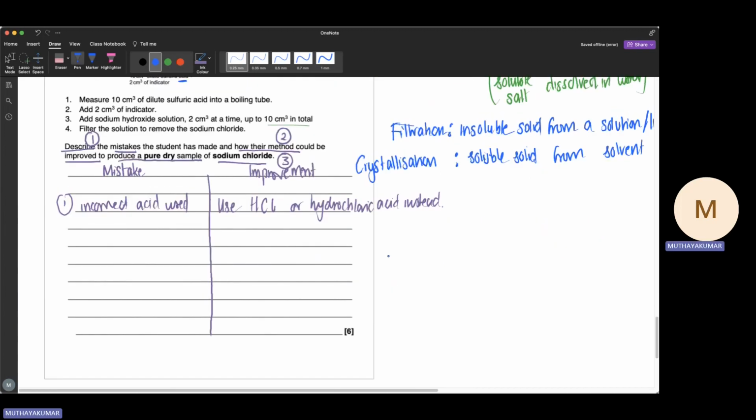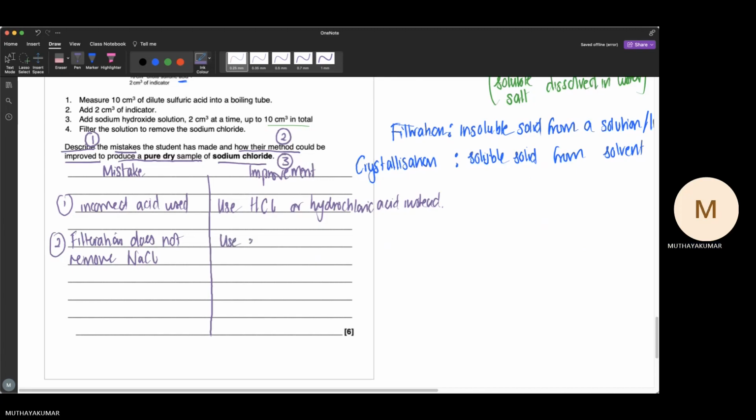Crystallization. So the mistake is that filtration will not separate NaCl, does not remove NaCl like they thought it did, filter the solution to remove the sodium chloride. Instead, the student should use evaporation or crystallization and leave to dry to produce the dry salt.